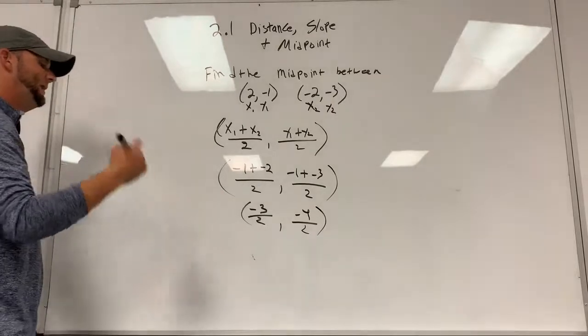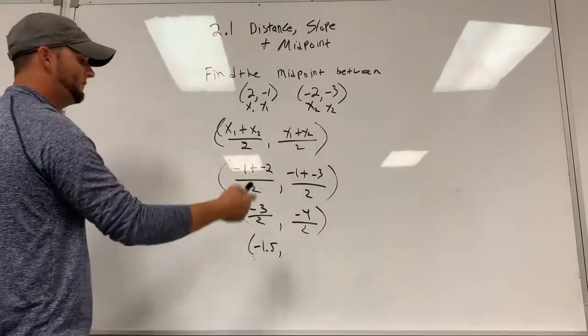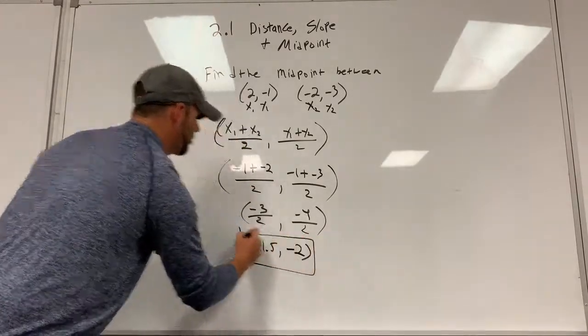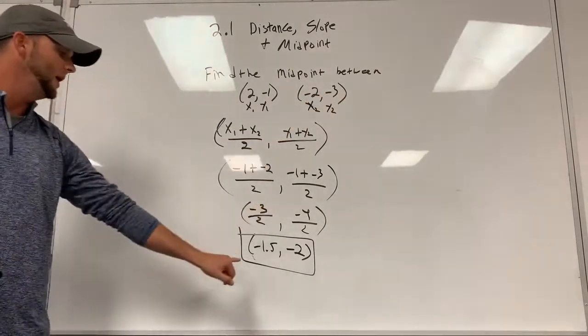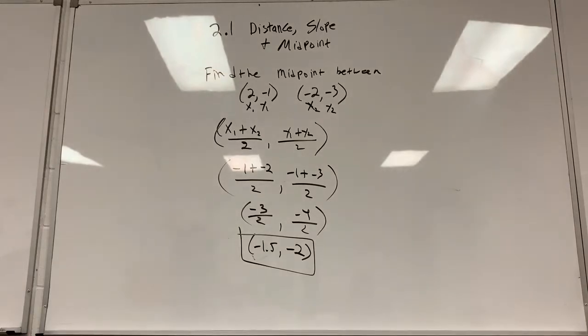-3 divided by 2 is going to be -1.5. -4 divided by 2 is going to be -2. So ladies and gentlemen, your coordinate for the midpoint between (2, -1) and (-2, -3) is going to be (-1.5, -2).